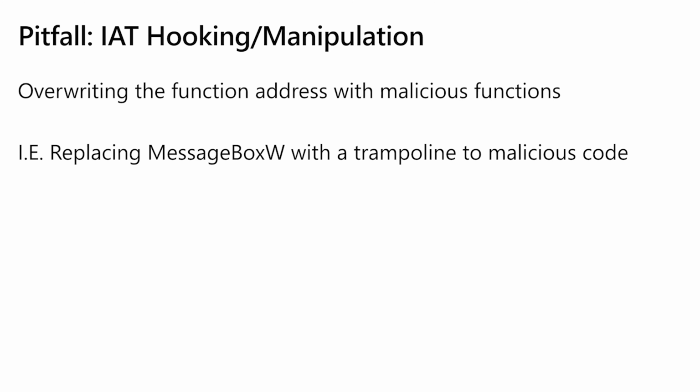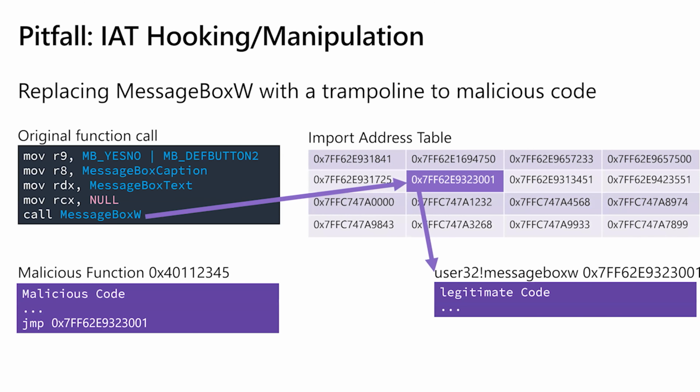Basically, they take a MessageBox, for instance. In the import address table, they have the legitimate address for MessageBox. They knock that out, take the malicious address of their function, and put it in the address table instead. So anytime MessageBox gets called, they instead call their malicious code.